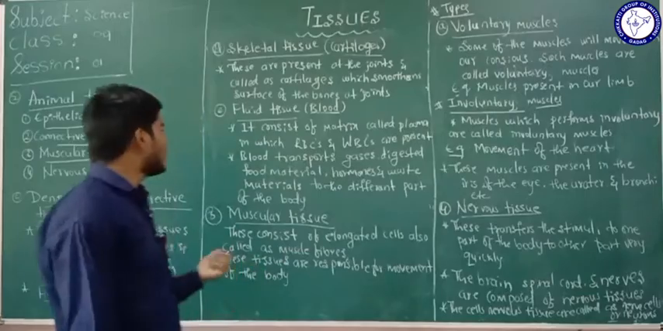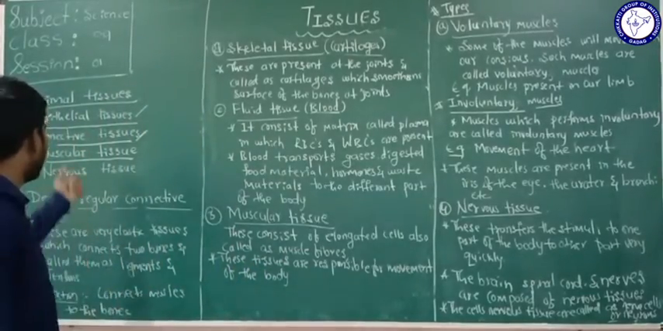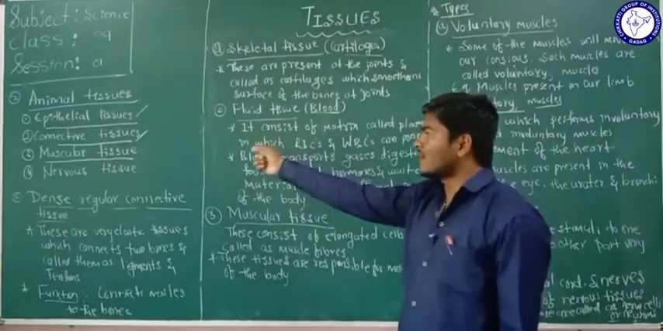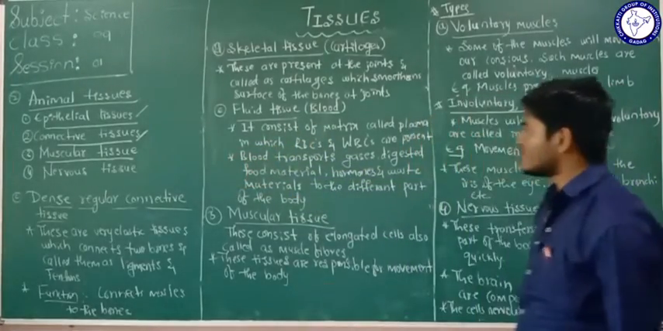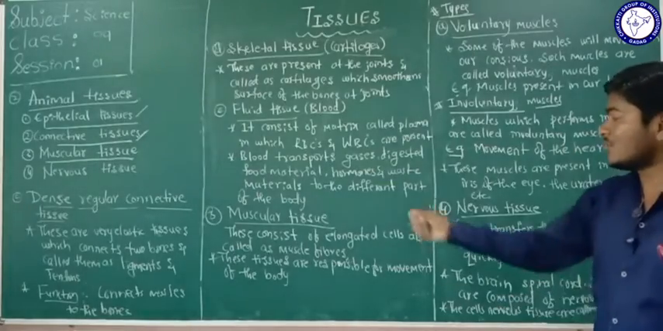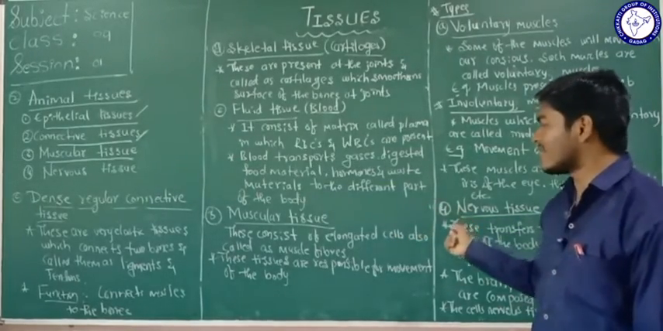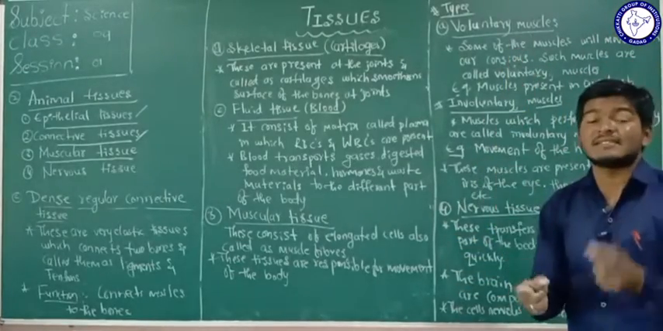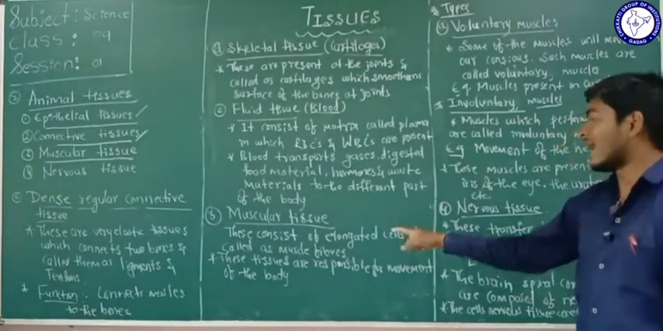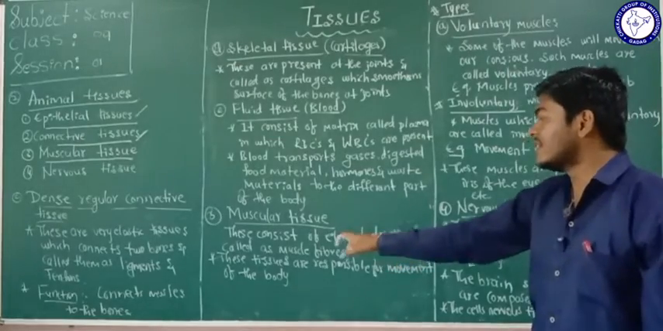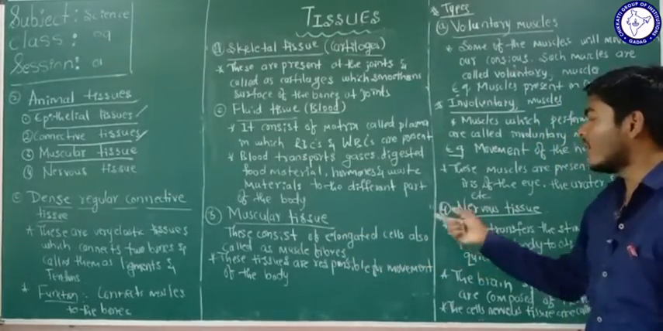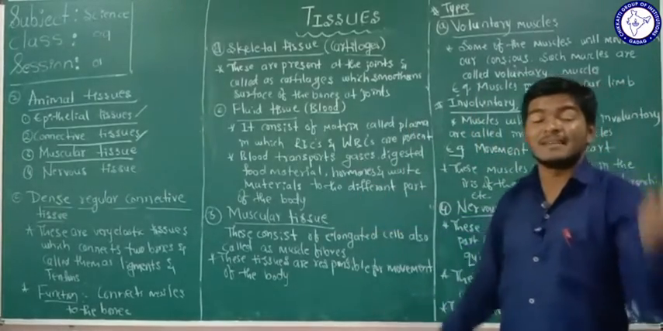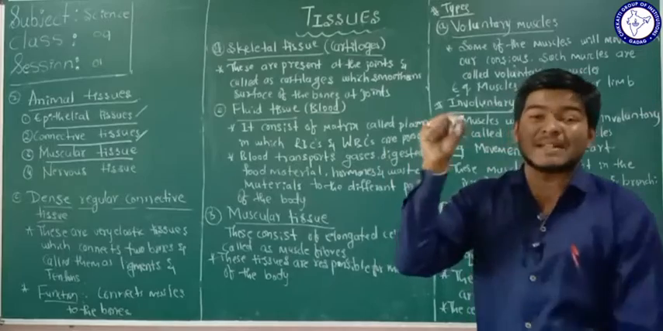And now I am going to discuss another type of the animal tissue, that is nothing but muscular tissue. So what is muscular tissue? These consist of elongated cells, also called muscle fibers. These tissues are responsible for movement of the body. See here, the word itself says muscular tissues means the tissues present in the muscles.